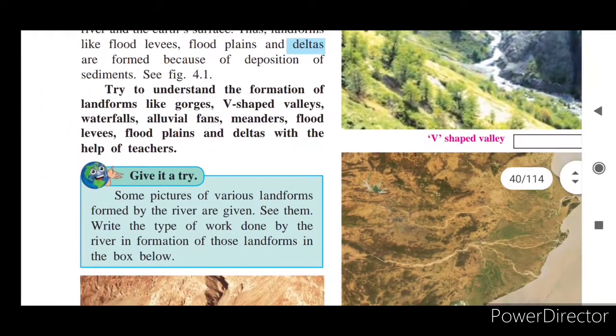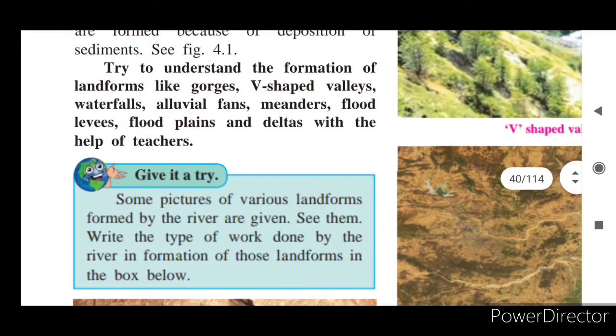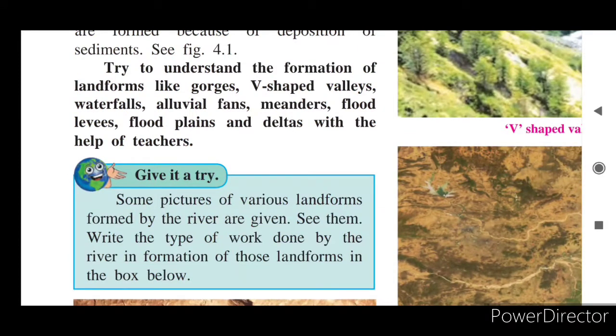So first we will talk about the figures. Here try to understand the formation of landforms like gorges. What is the meaning of gorges? It is a deep and narrow valley. The slope of gorges are steep and almost vertical, so that is called gorge.